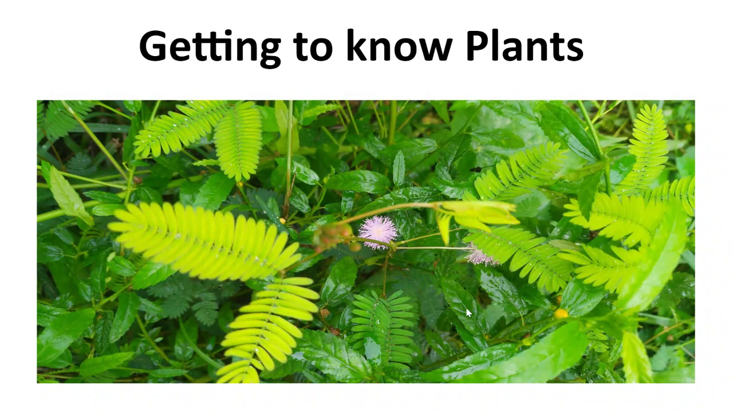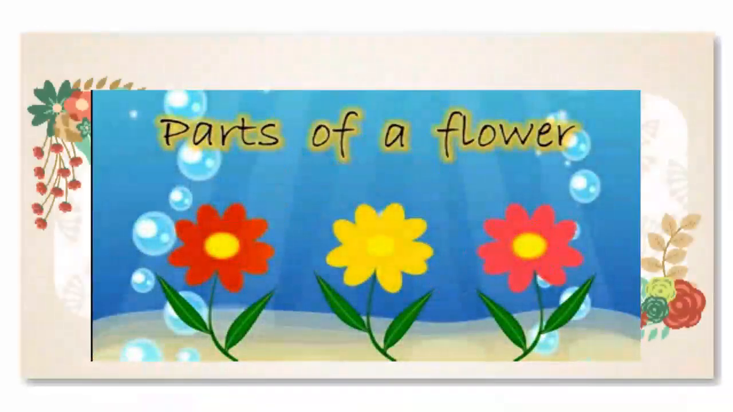Today, we are going to start concept 5 of Getting to Know Plants chapter. In this concept, we will discuss parts of a flower and their functions. So, children, let's get started.